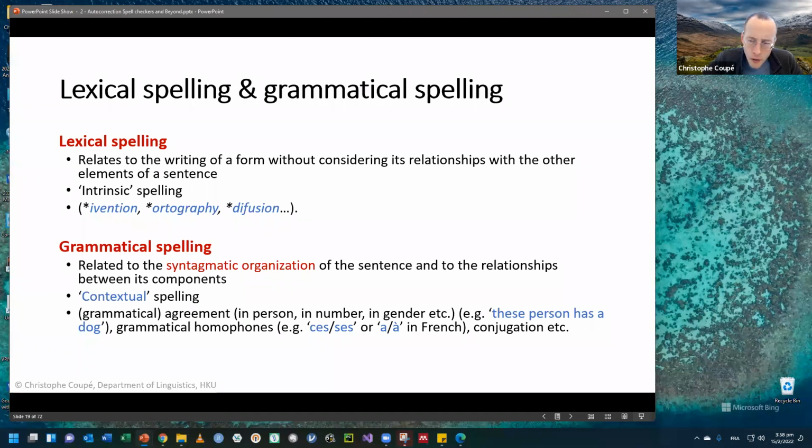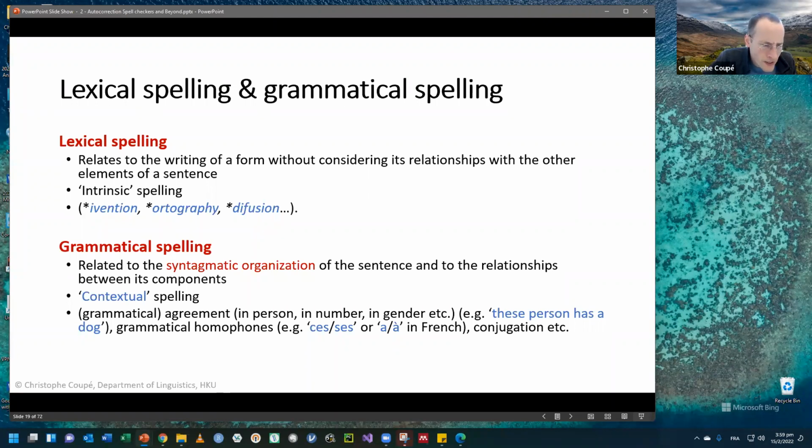You can make a relevant distinction between 2 things, lexical spelling and grammatical spelling. When it comes to the first one, the former, lexical spelling, this is something where you consider the writing of a word form, without considering its relationships with the other elements of a sentence. That's kind of the intrinsic spelling. You check the word as it should be written, regardless of the fact that it should appear not by itself, but in a sentence with other words around.